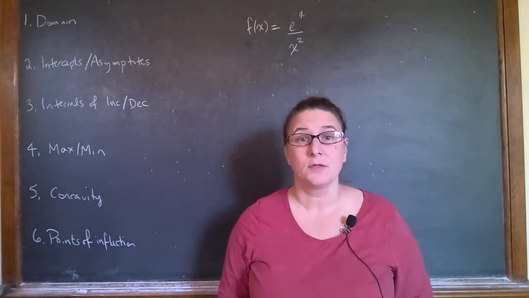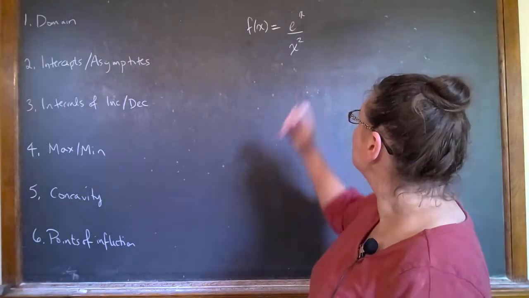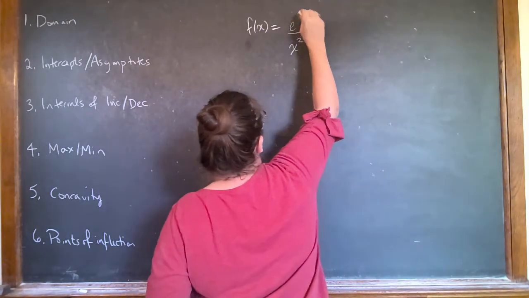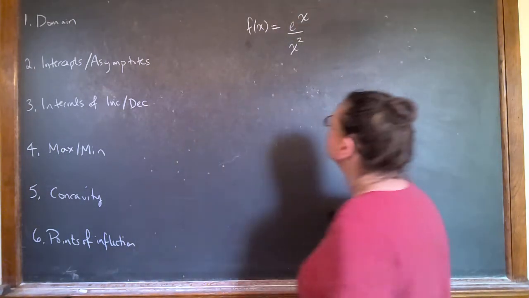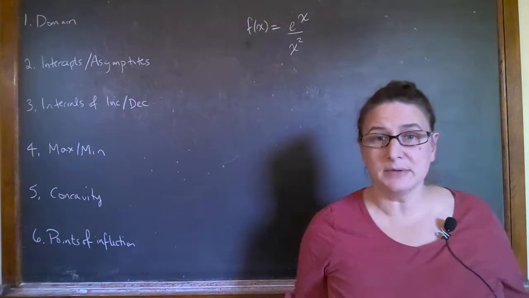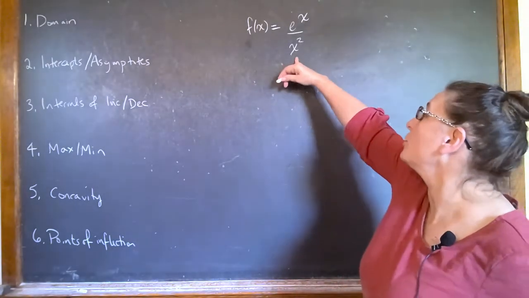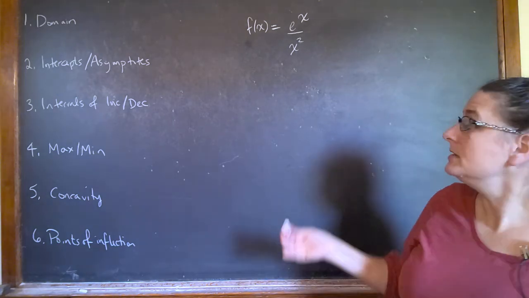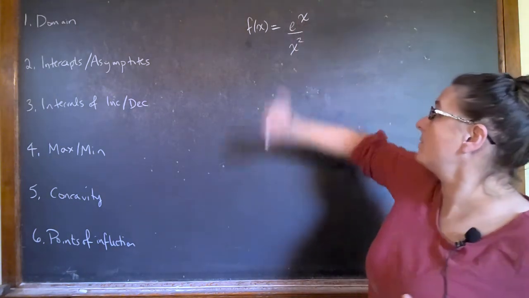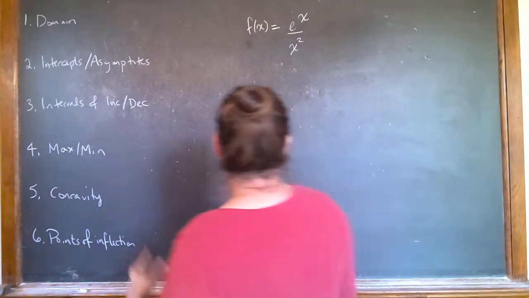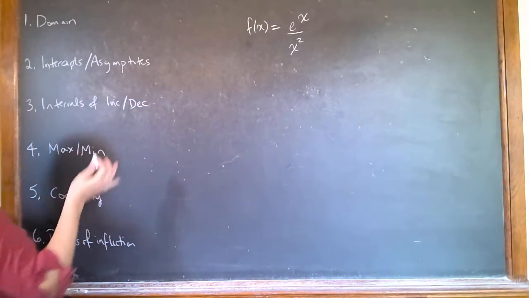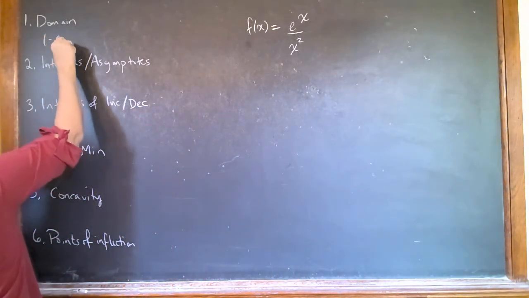In this example, the function we're going to graph is e to the x over x squared. Let's see if we can see that pretty well. Okay, so immediately the first thing is domain. You can see a 0 in the bottom is going to be bad. E to the x is defined everywhere. So really our domain is everything except x equals 0.